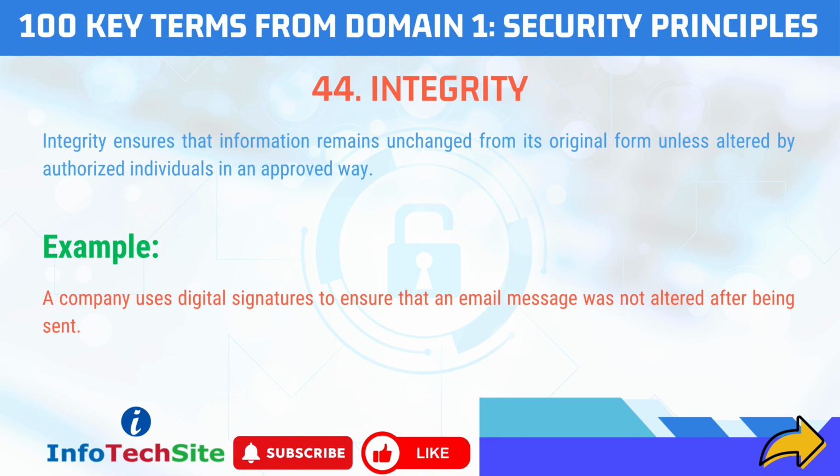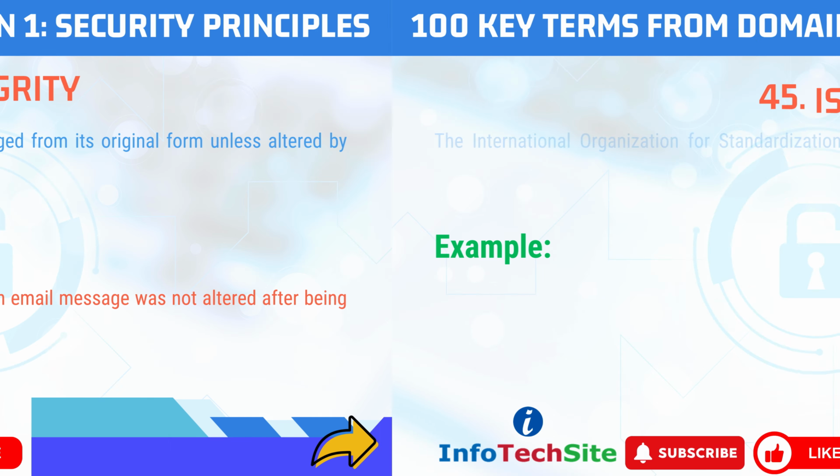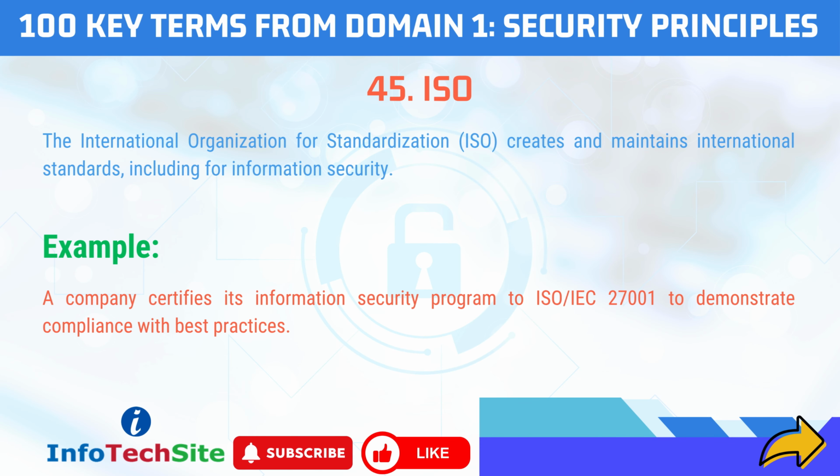44. Integrity. Integrity ensures that information remains unchanged from its original form unless altered by authorized individuals in an approved way. An example includes: a company uses digital signatures to ensure that an email message was not altered after being sent. 45. ISO. The International Organization for Standardization, ISO, creates and maintains international standards, including for information security.